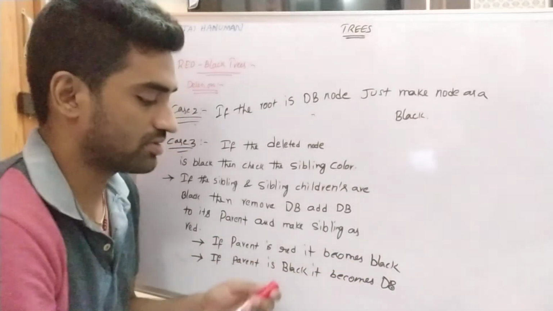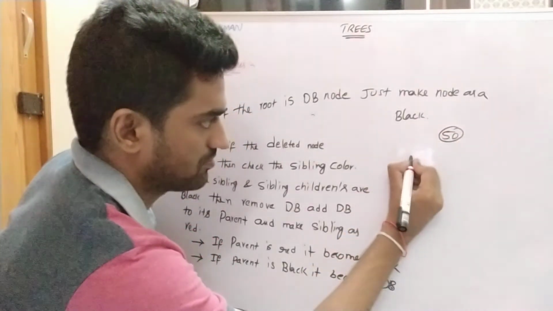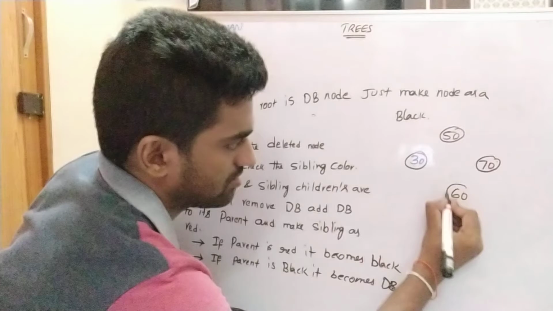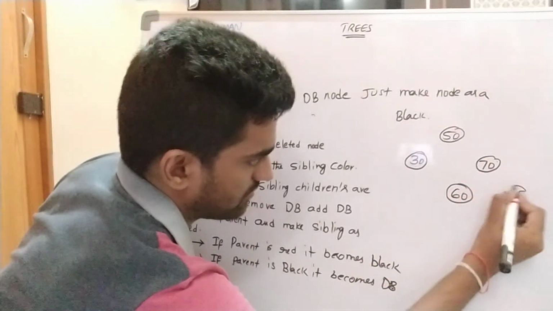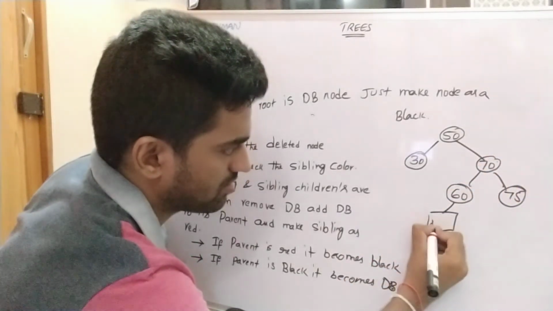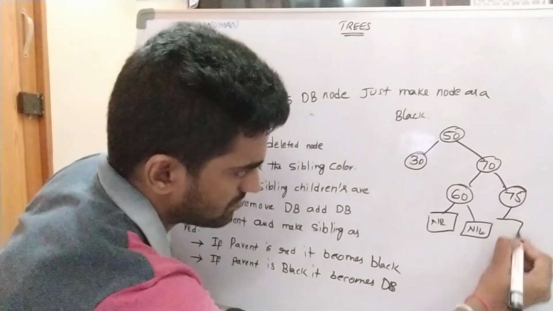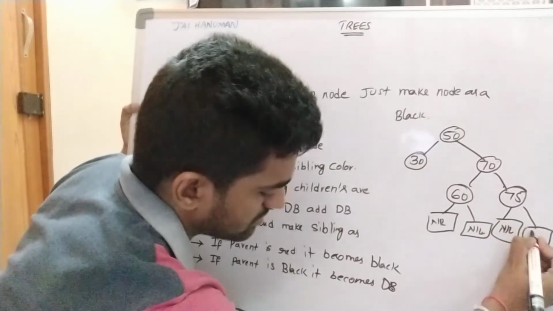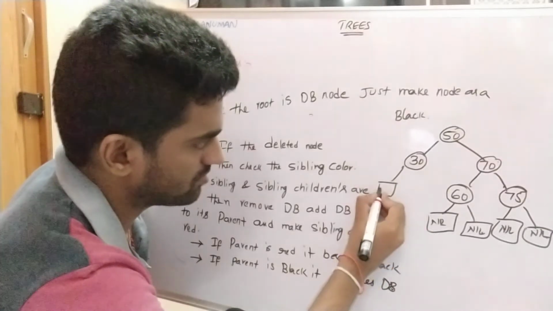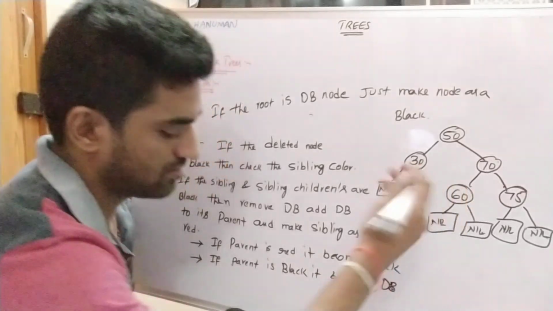So here I am taking one example, right? So here I am taking 50, 30, 70, 60, 75. These can be considered as nil.